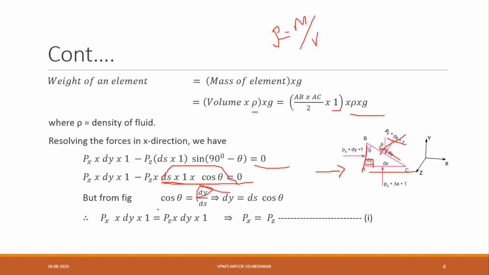So now the above equation will become Px into dy into 1 minus, instead of ds cos theta, how much value we got here? dy. That is Pz into dy into 1. So here dy cancels, 1 cancels. What will be the remaining? Px is equal to Pz. So this becomes equation number 1.